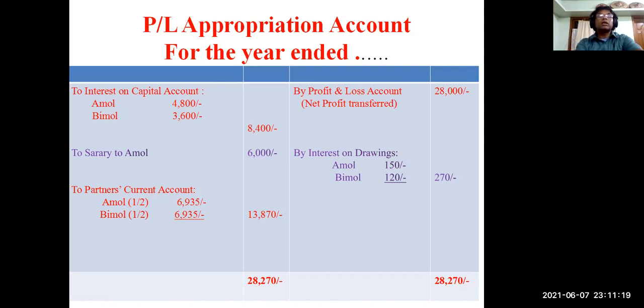So to partners' current account, you have given the 50-50 share: Omol half, 6,935, and Bimol half, 6,935. So this is the profit. Again, I'm repeating the same thing.